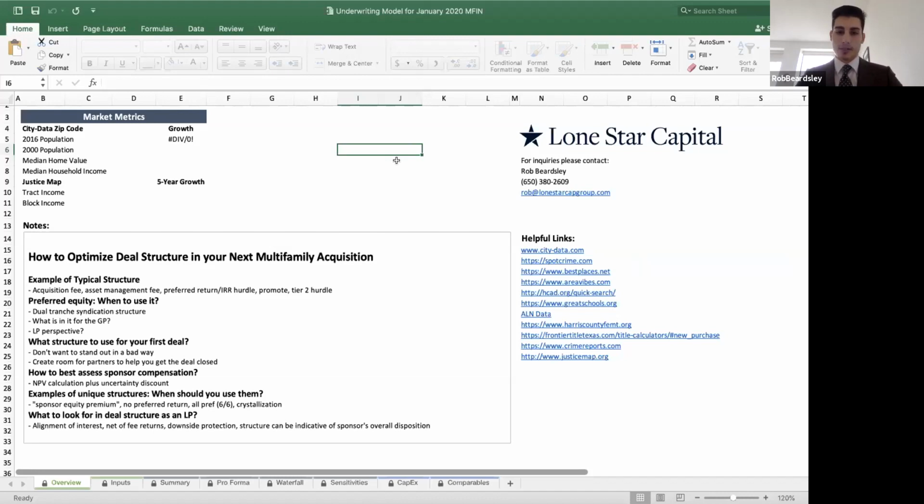IRR hurdles are not common in syndications, but they are the standard for institutional private equity transactions. So if you are looking for a more sophisticated structure, or you're a sponsor and you are looking to pursue institutional type equity or private equity or even family office money, you will most likely have to familiarize yourself with and get used to the fact that you will likely be in an IRR hurdle scenario, which is a good or bad thing.